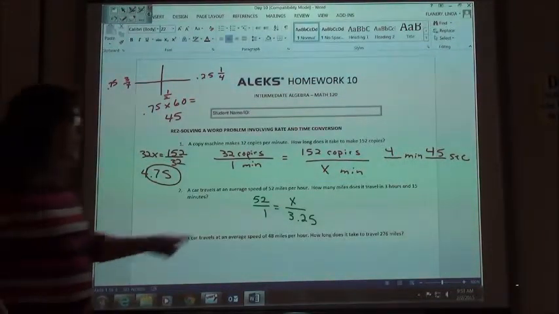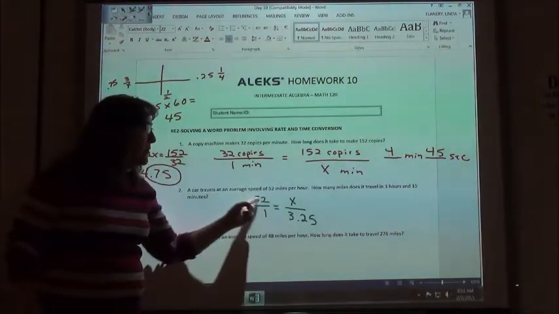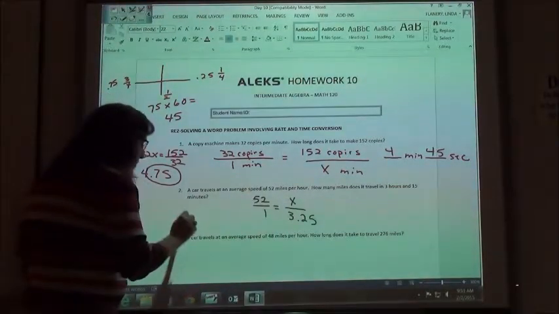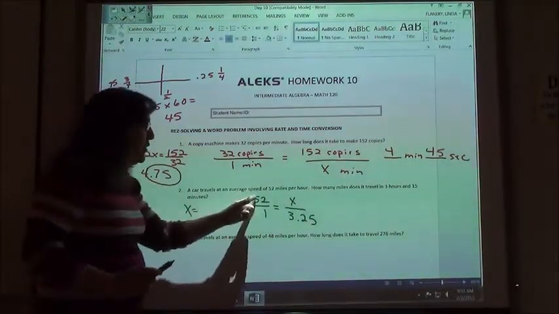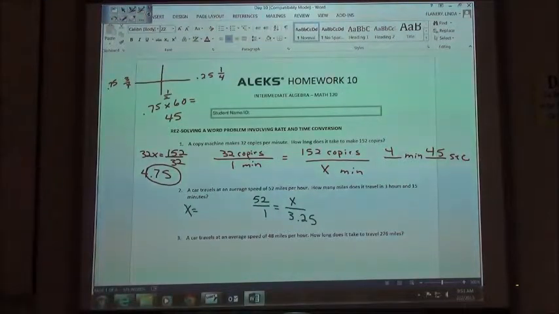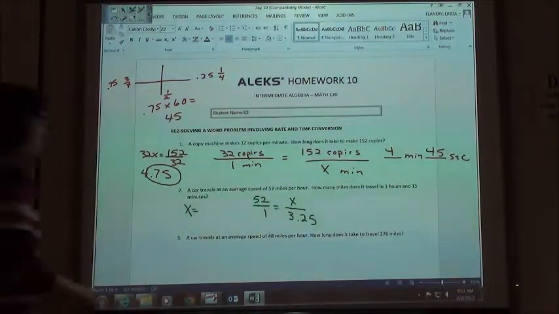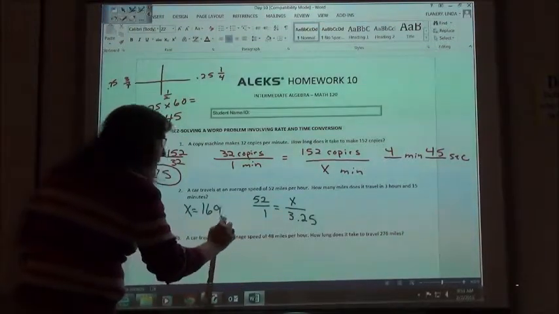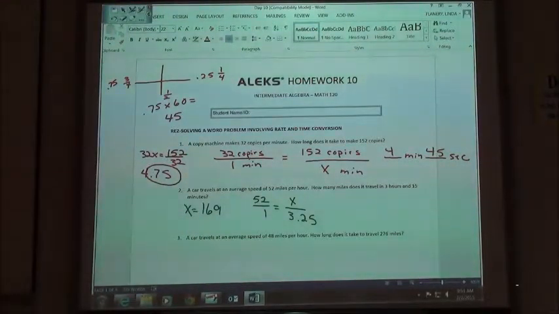And then I can see here, oh, I end up just multiplying those numbers together. 1 times x is x. 52 times 3.25 is 169. So I'm going to go 169 miles in 3 hours and 15 minutes.